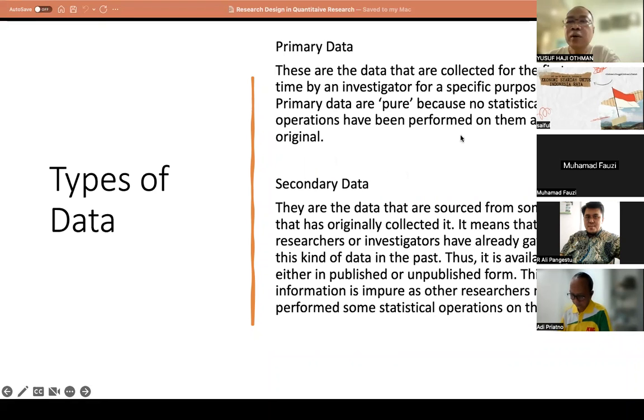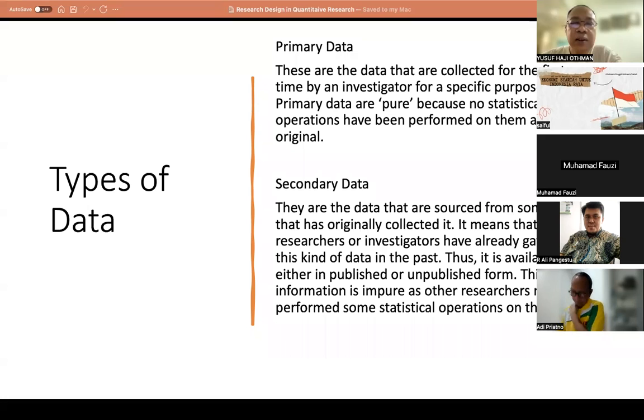Okay, so these are the two types of data. One is primary data. Primary data are the data that are collected for the first time by the researcher. Primary data are pure because no statistical operations have been performed on them, and they are original. For example, if we choose the survey method using a questionnaire, the data that we input have not been processed before.